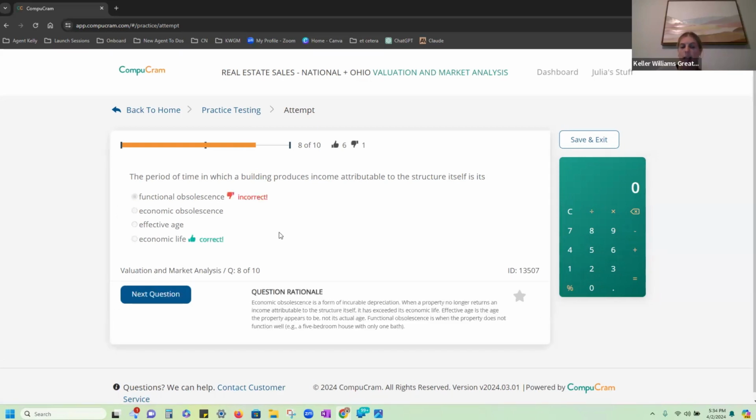So it is actually D. The key thing is the period of time. When you're on the period of time, it could either be effective age or economic life. So when a property no longer returns an income attributable to the structure itself, it exceeds its economic life. And effective age is the age that the property appears to be, not its actual age.